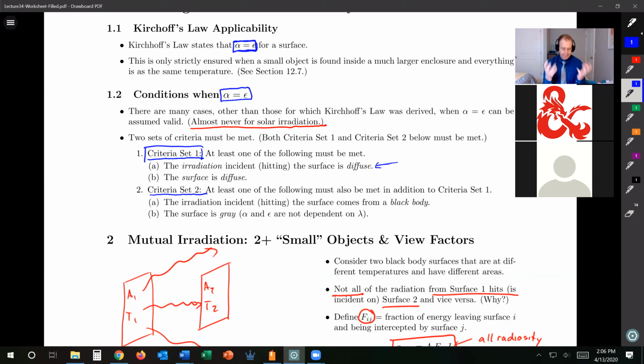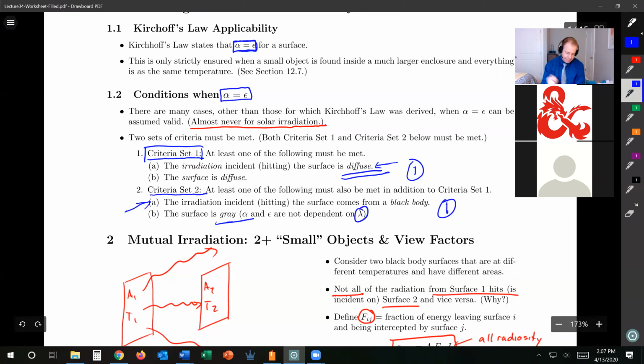So basically, you've got to have something diffuse. It doesn't care about the direction it's coming from, that theta direction. So if one of these is true, and then also one of these is true, where either the irradiation is coming from a black body, so like the sun is a black body, the sky is a black body, or a big oven, so to speak, a big object compared to the small object is a black body, or the surface itself of the object is gray, which means it's not dependent on lambda. So diffuse means not dependent on angle, and gray means not dependent on lambda. And so if you have diffuse and gray, or diffuse and the irradiation was coming from a black body, then you can set alpha equal to epsilon.